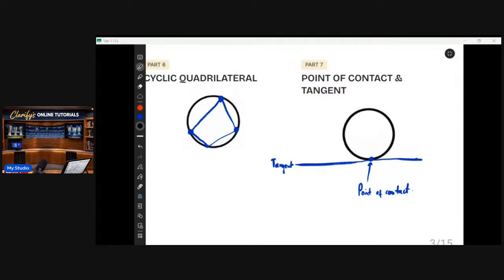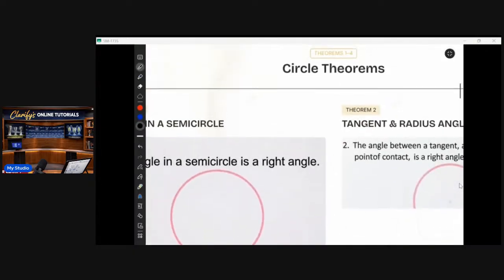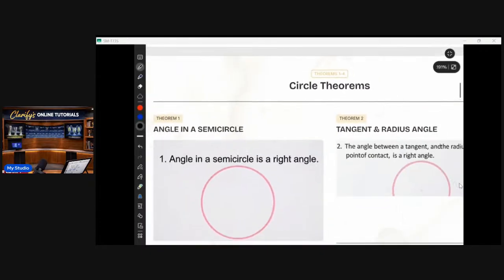Okay. I've made the first clip and I've stopped it. I was talking about the parts of the circle. Now I'm starting the theorems. Are you ready? Are you ready, students? All right. Let's start the 7 theorems.